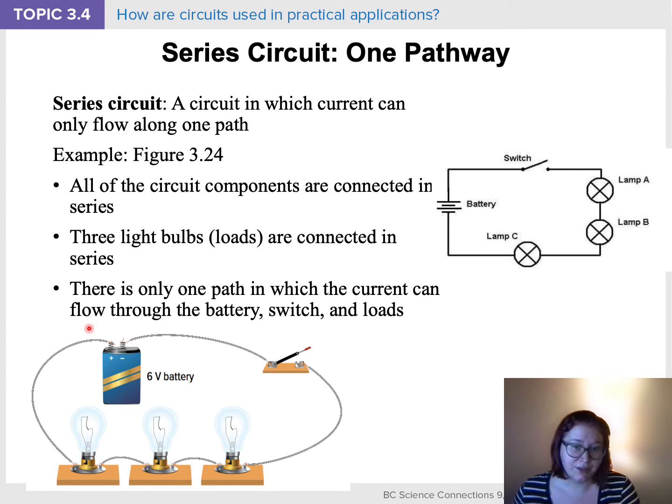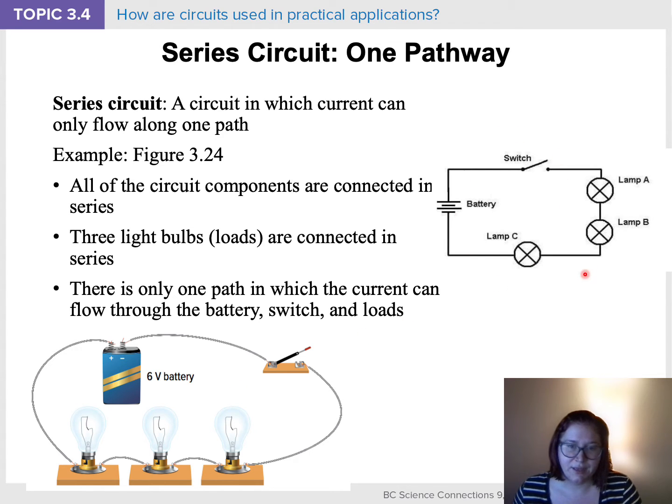If for some reason the circuit is broken, like one of the light bulbs is burnt out, the light bulbs that come after it won't work anymore. So that's the downside to a series circuit, is that the loads farther along the circuit are dependent on the ones earlier in the circuit working.